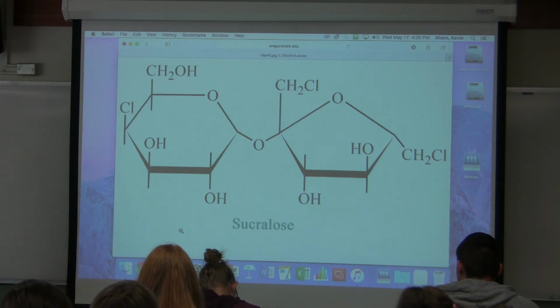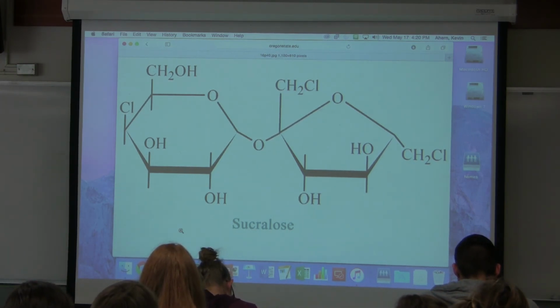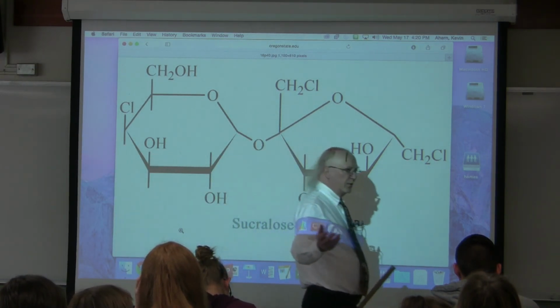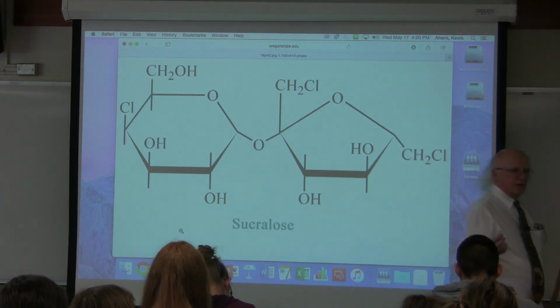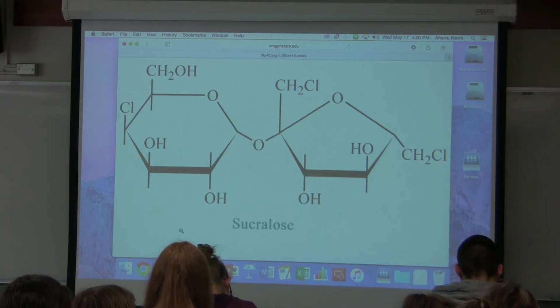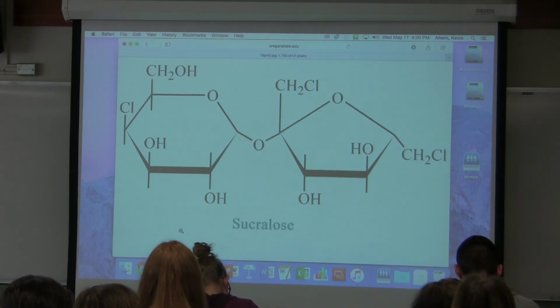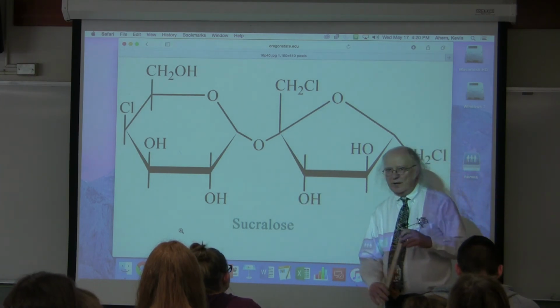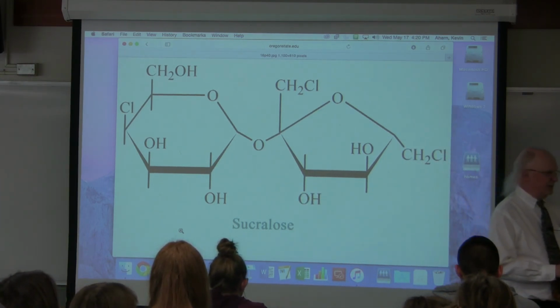Why did they make those changes? They make those changes so that the enzymes that break down sucrose can't act on it. If it can't act on it, then you can't burn it for energy. And if you can't burn it for energy, there are no calories. And it tastes sweet, so everybody's happy, right? Well, maybe, maybe not. As far as I know, there aren't any studies showing problems associated with sucralose.